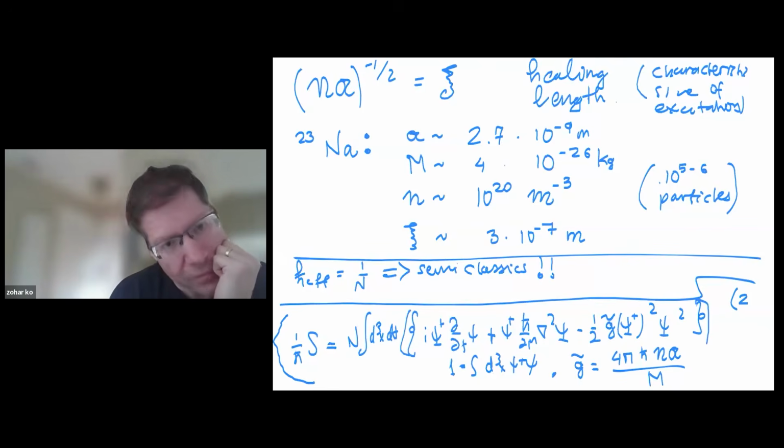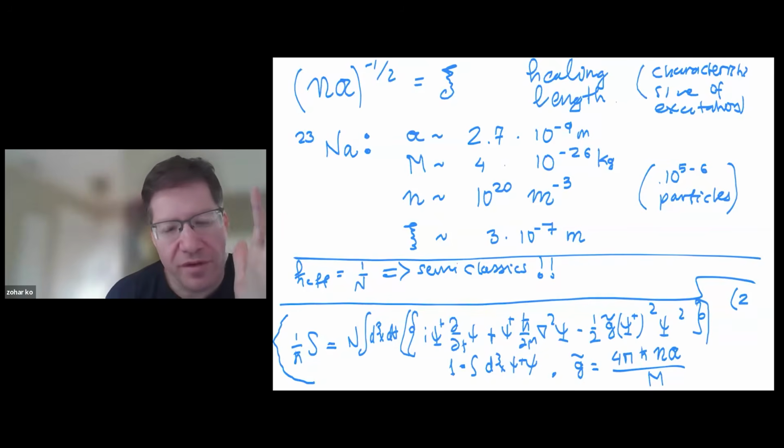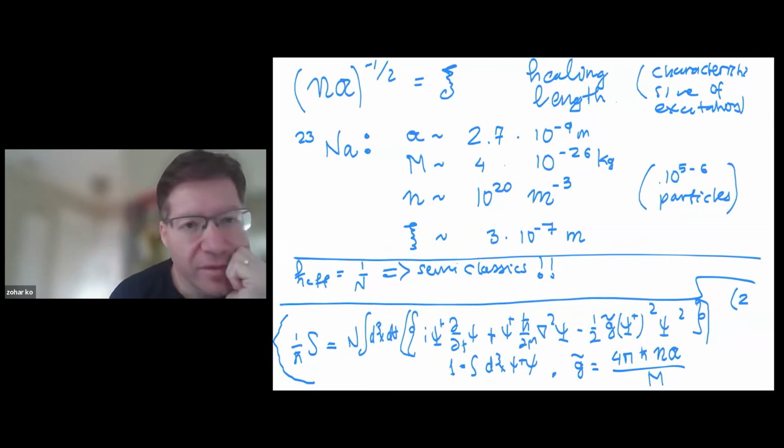There is one small caveat, which is that for this to make physical sense, the only place where capital N has to appear is outside of the action. Because if N appears also inside the action, then you don't really know what the effective h bar is, because N appears in many places and there could be issues. And indeed, N appears inside the definition of the Gross-Pitaevskii coupling because it depends on the density of the particles. And the density of the particles increases if you increase N.